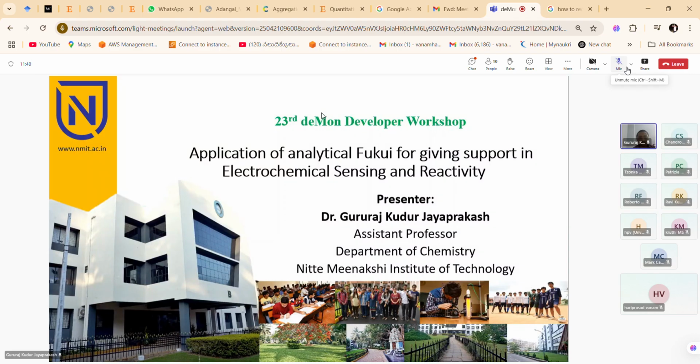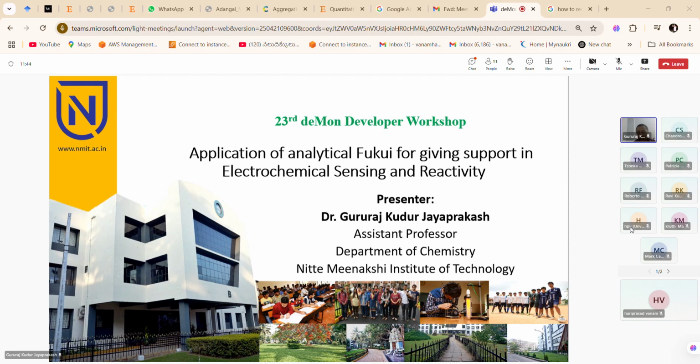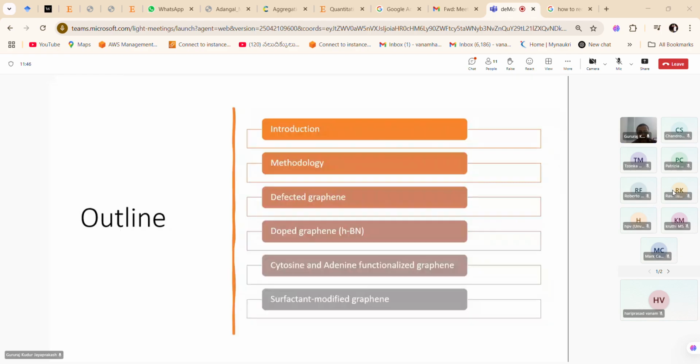So in this talk, I will give a very small introduction about why we have selected graphene system for modeling. Then I will explain the methodology, keeping in mind young PhD researchers who want to use deMon2k for their calculation.